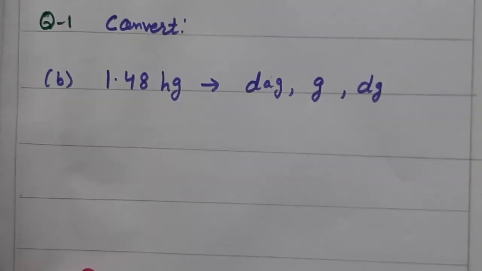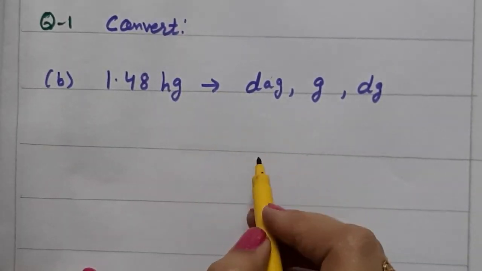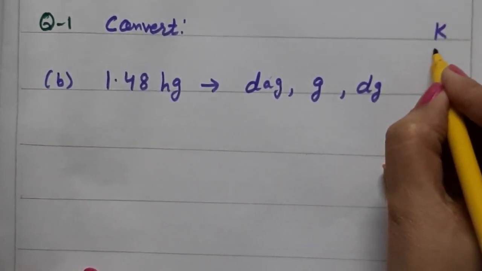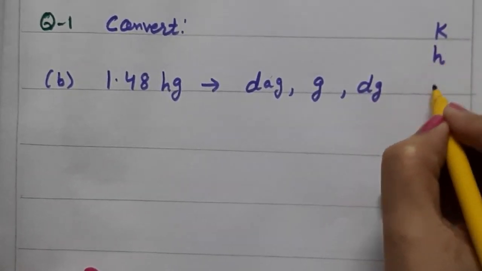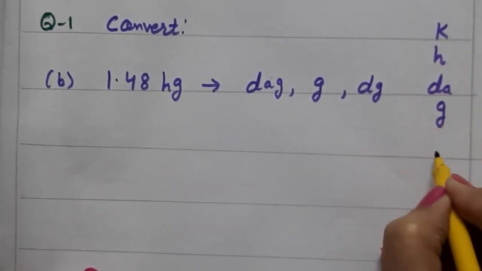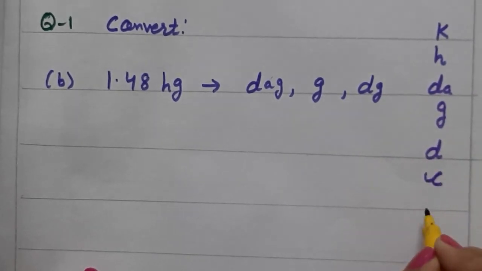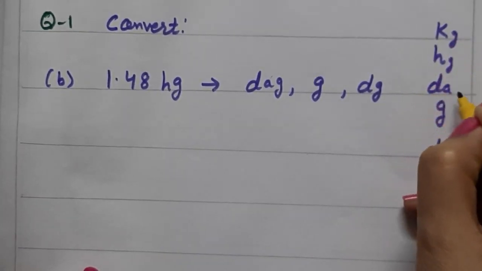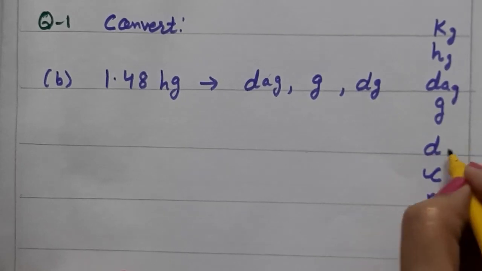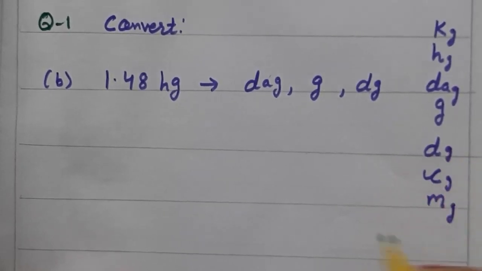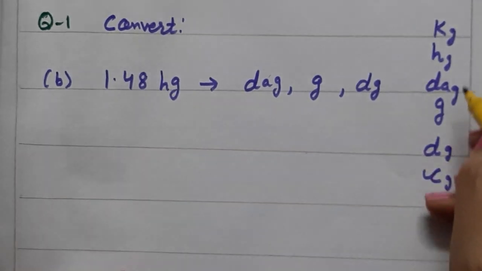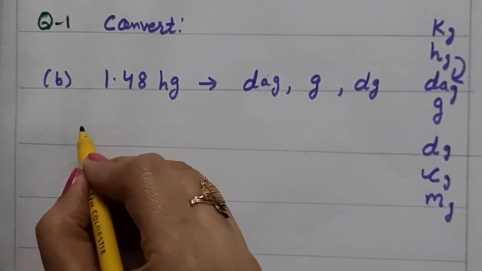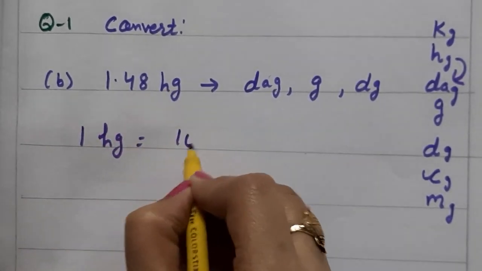Right? So before starting the solution, we have to write down King Harry died so that we can come to know the formulas. King Harry died. Grandmother did not cry much. Write down G as the standard unit is gram. Okay. Now hectogram to decagram. One step down. So 1 hectogram is equal to 10 decagram.